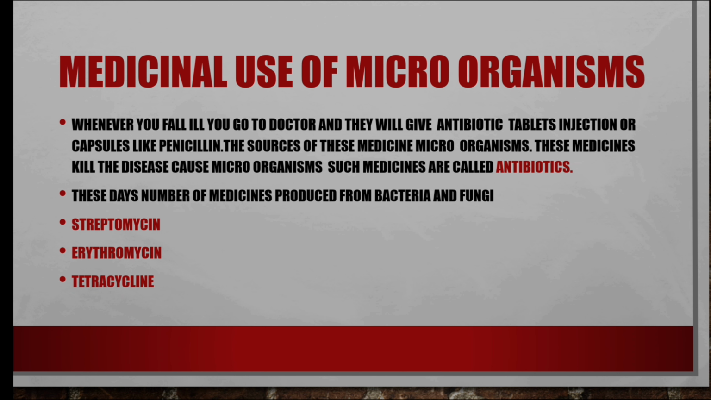Medicinal use of microorganisms. Antibiotics are medicines which are sourced from microorganisms. Whenever you fall ill, you go to the doctor and they will give antibiotic tablets, injections or capsules like penicillin. The source of these medicines is microorganisms only. These medicines kill the disease-causing microorganisms. Such medicines are called antibiotics. The great Alexander Fleming found a fungus called Penicillium notatum, which kills disease-causing bacteria. And then he extracted penicillin.